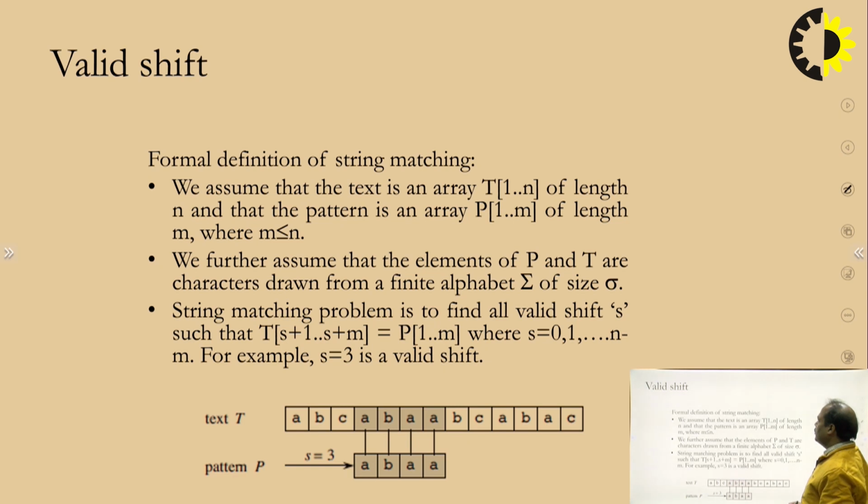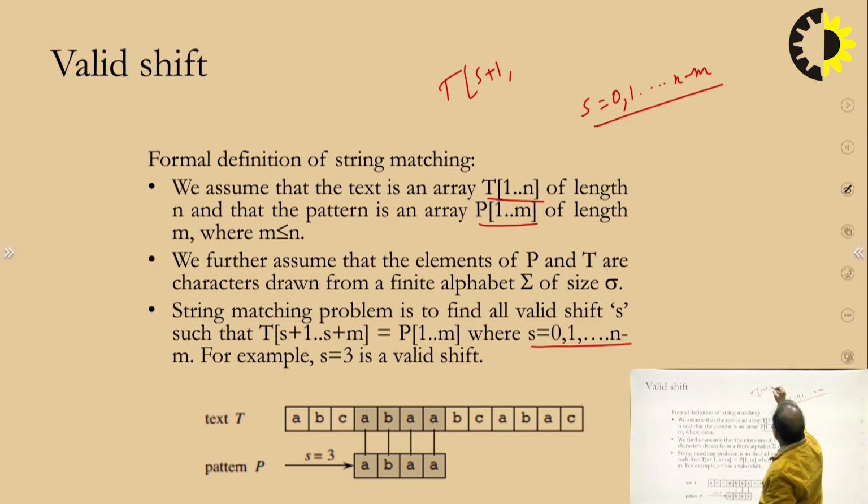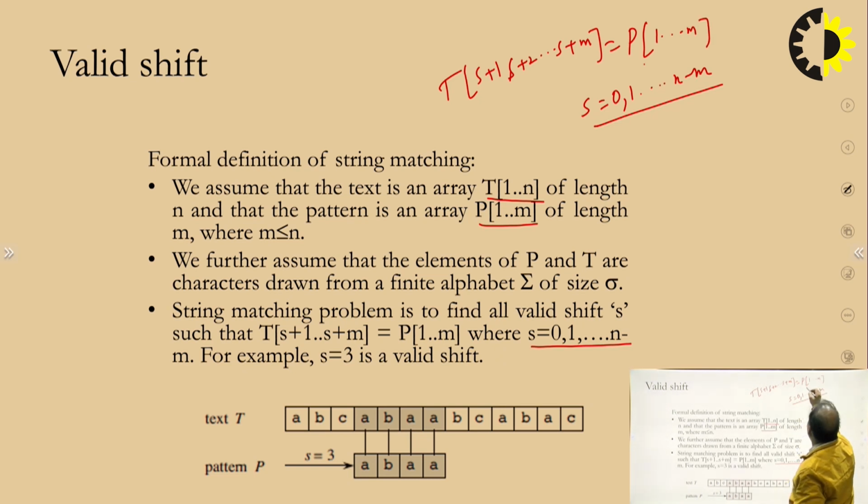So what is search, and what is string matching? Basically we have a text T from 1 to n and a pattern P from 1 to m, where m is the length of the pattern. The problem of string matching is to find all the valid shifts. A valid shift s is a number ranging from 0, 1, and so on up to n minus m, such that T of s plus 1, s plus 2, up to s plus m equals pattern of 1 to m. We are assuming that text and pattern are indexed starting from 1.